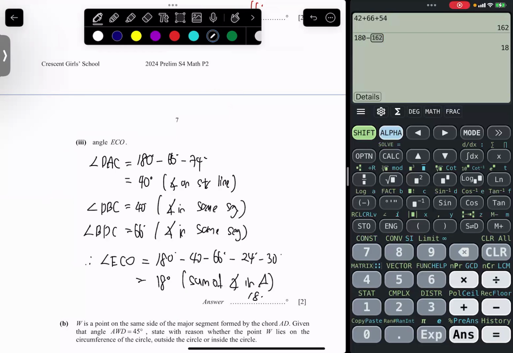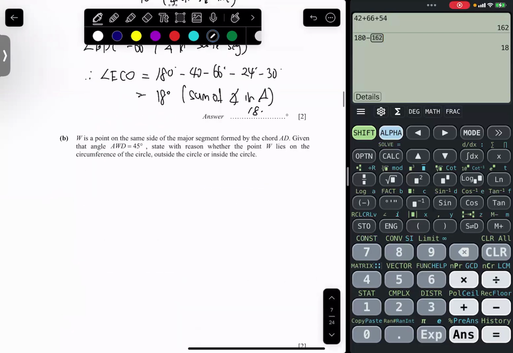So 18 degrees. But the thing about angles is that you might find a better way than me to solve it, and it's fine, right? As long as you get the answer in the end.